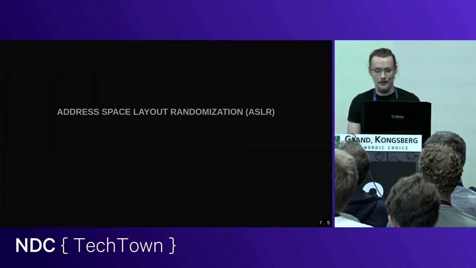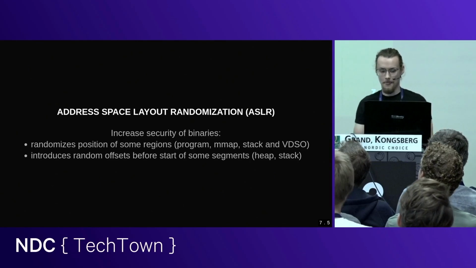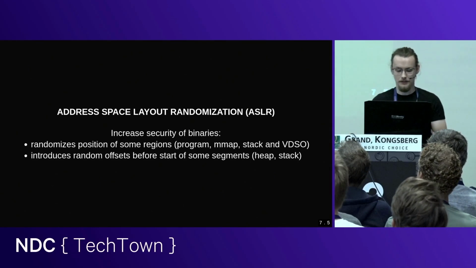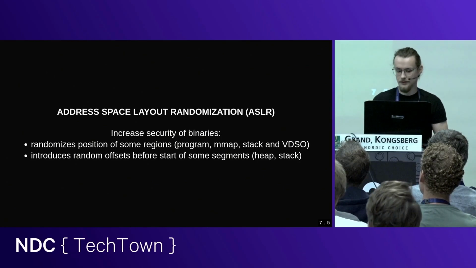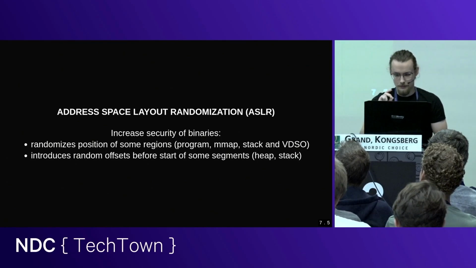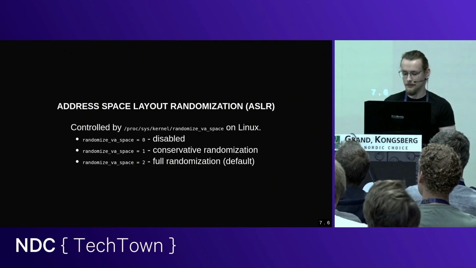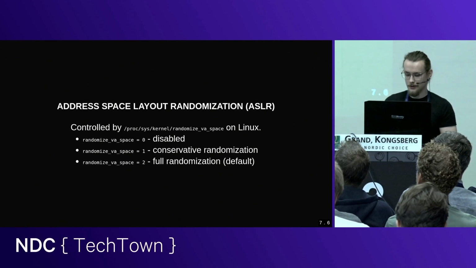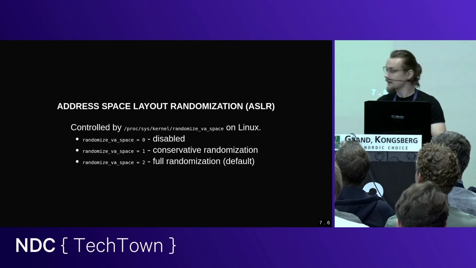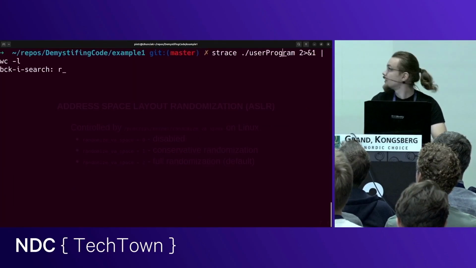Why is this happening? There's a mechanism called address space layout randomization, ASLR, and it increases the security of binaries in a process by randomizing the position of some regions. And it also, in some places, randomizes the offset between the start of some segments. On Linux, it's controlled by the randomize_va_space file, which has three settings. It can be disabled. There can be conservative randomization, that's how it's officially called. And there can be full randomization, which is the default. And I can actually test on my machine if I do randomize.